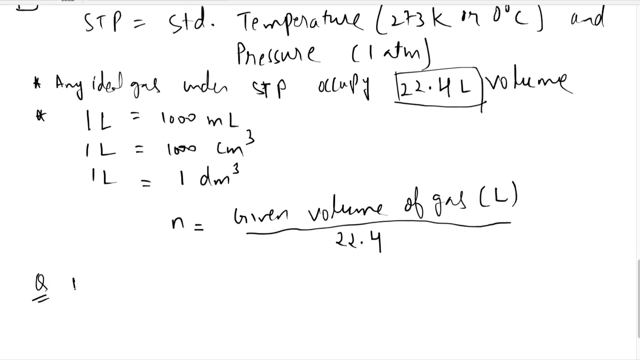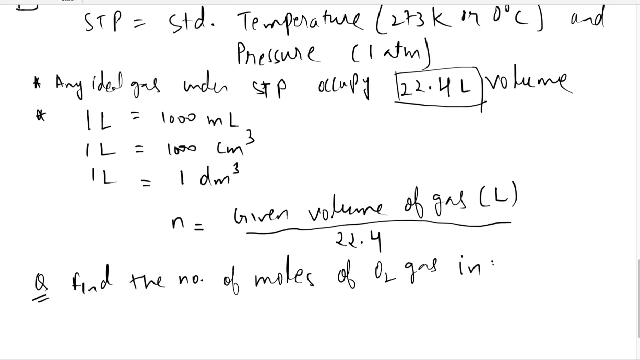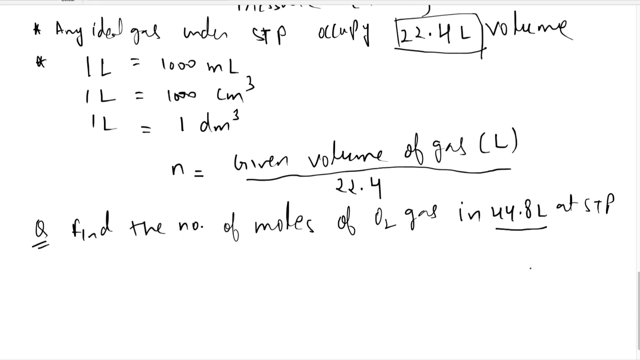Okay, find the number of moles of oxygen gas in 44.8 liter at STP. So it's straightforward, reason being you have been provided by volume and also the condition STP. That means we can easily use this formula.